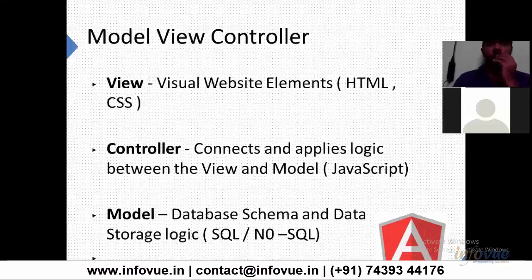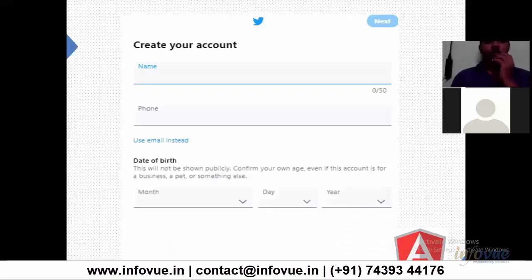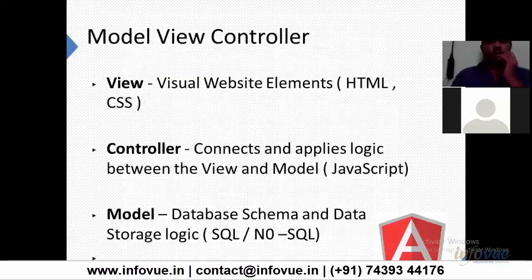Controller connects and applies logic between the view and model. I told you earlier, when a user types the username in the text field, if that username automatically matches any other account, it will show the error message instantly. And third is model: database schema and data storage logic.